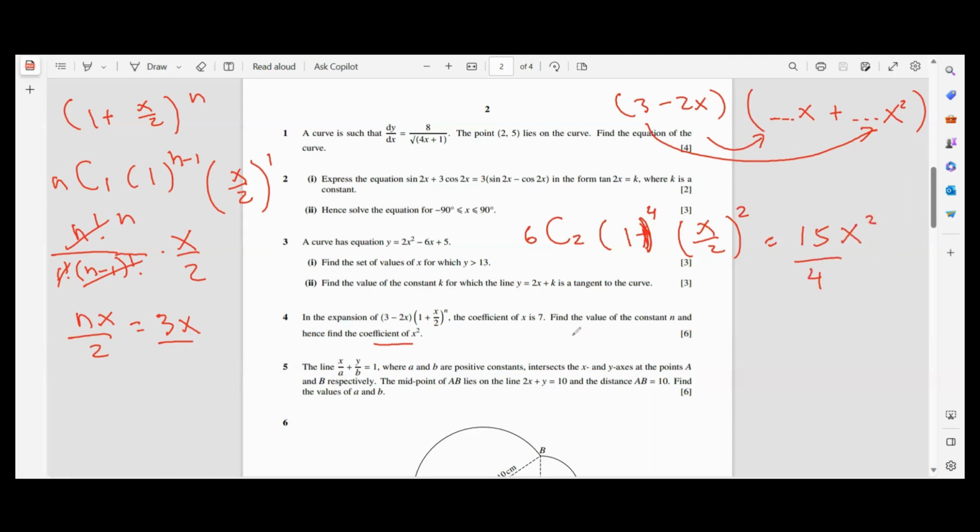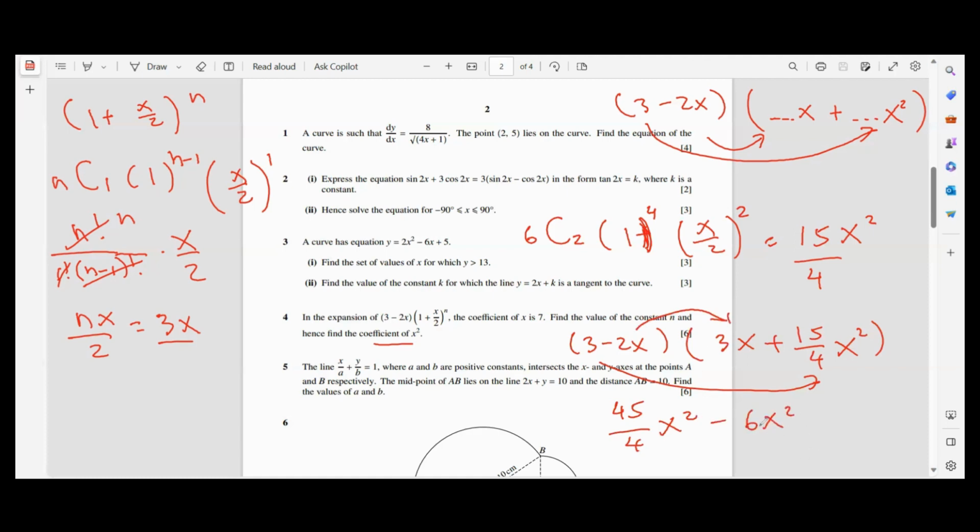So if I expand it, (3 minus 2x) times (3x plus 15 over 4 x squared). So this 3 times this, I got 45 over 4 x squared, minus 2x times this, so minus 6x squared. So 45 over 4.